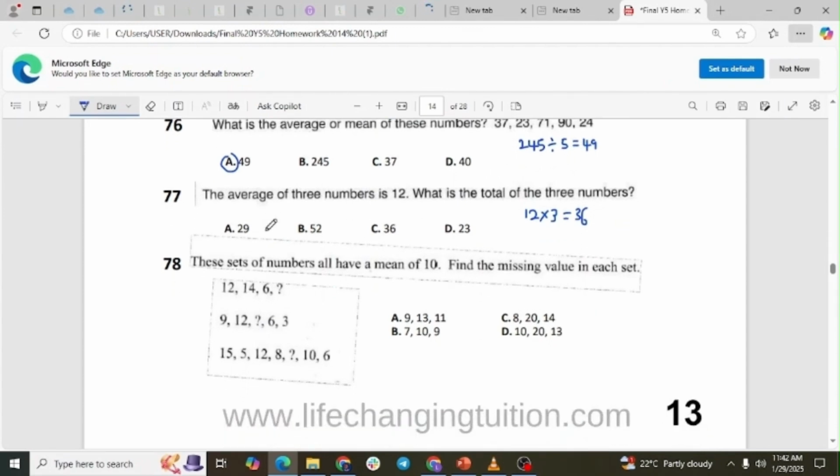Question 77. The average of 3 numbers is 12. What is the total of the 3 numbers? Correct answer C, 36. Explanation. If the mean is 12, multiply by the number of values: 12 times 3 equals 36.